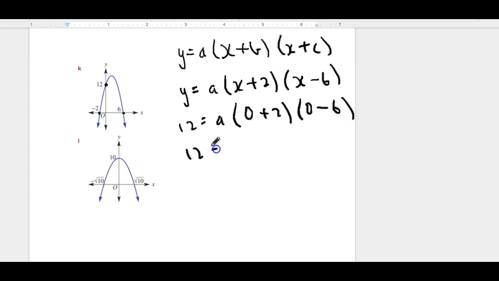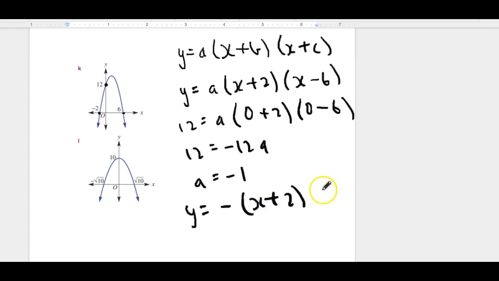Okay, so 12, 2 times -6 is -12. Oh, I wonder if they're all 1 or -1 in this case. Okay, actually I'm going to talk in a sec, so I'll just write the equation. Okay, so there's your final equation.